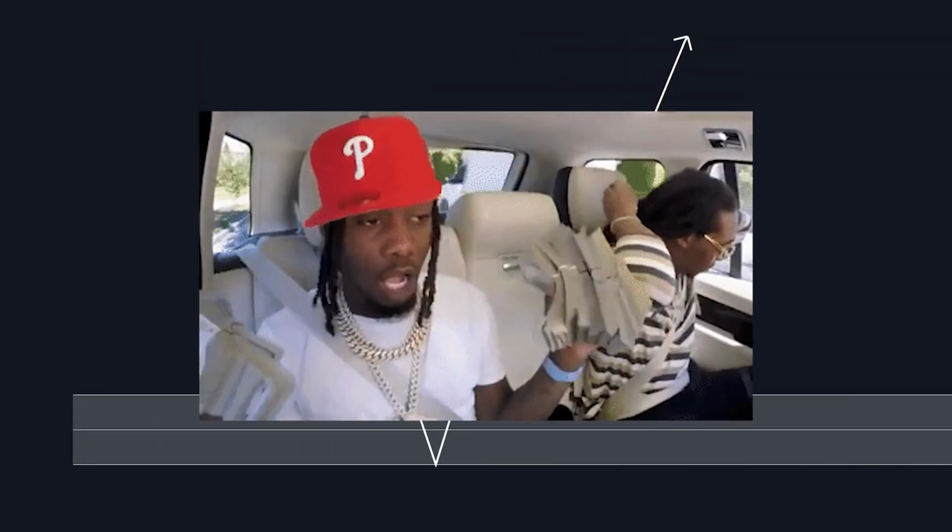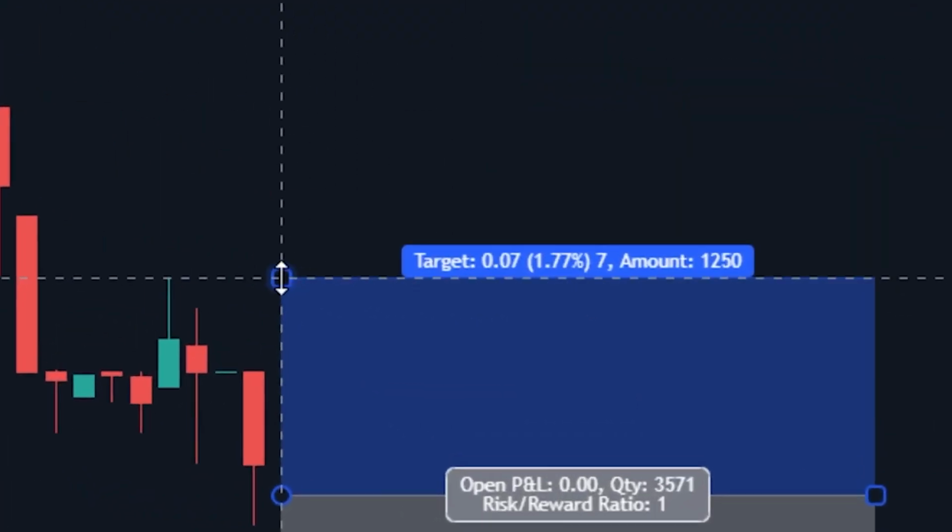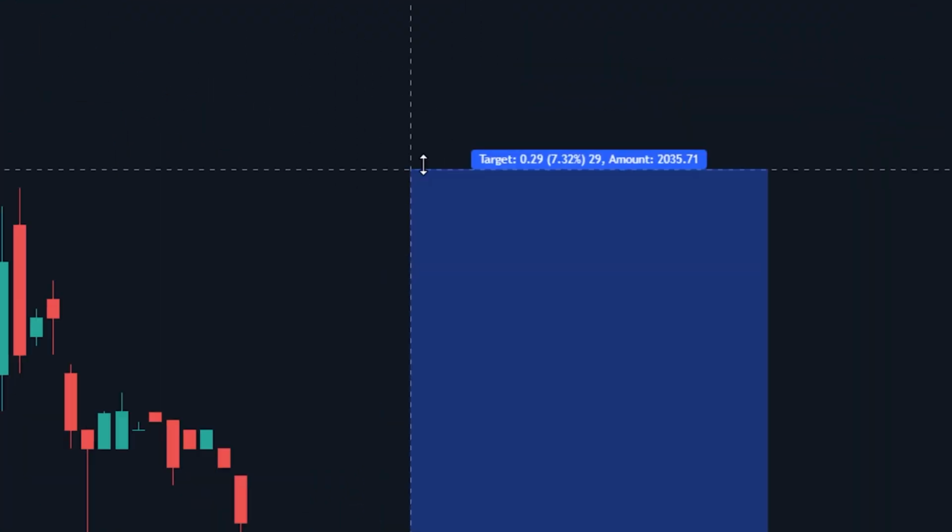How to redefine your entries so 1, they have a higher chance of being profitable, and 2, the step-by-step strategy will also increase the risk to reward ratio on all of your trades. And the best part is, it can be applied instantly. Let's get straight to it.